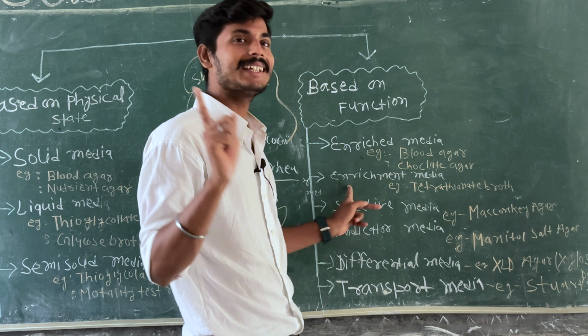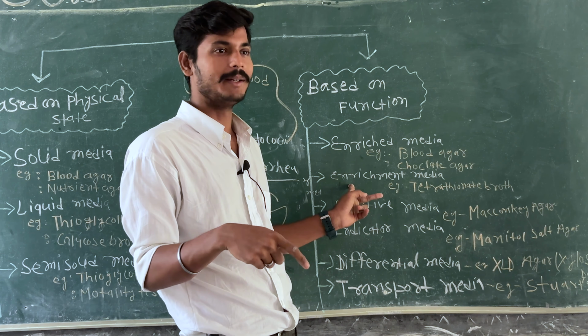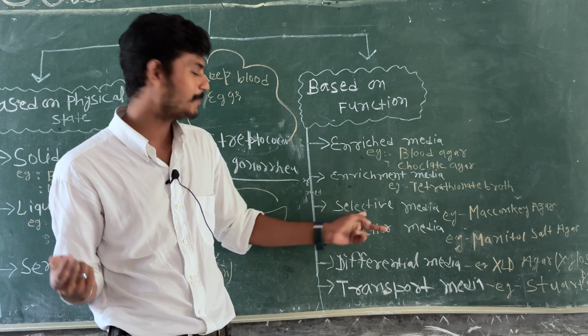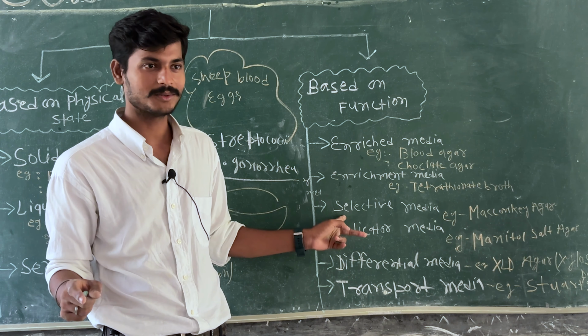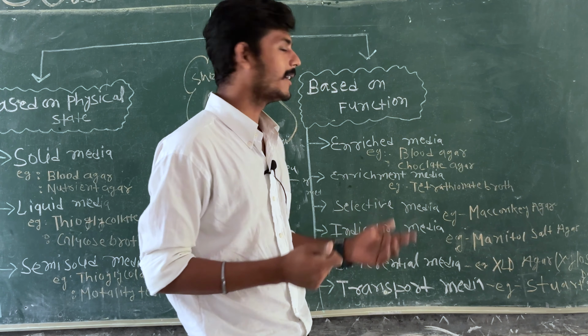So enrichment media is the liquid media and selective media is the solid. How to remember? Simple: E for enrichment and liquid, S for selective and solid. Easy to remember? Fine. What are we doing here?